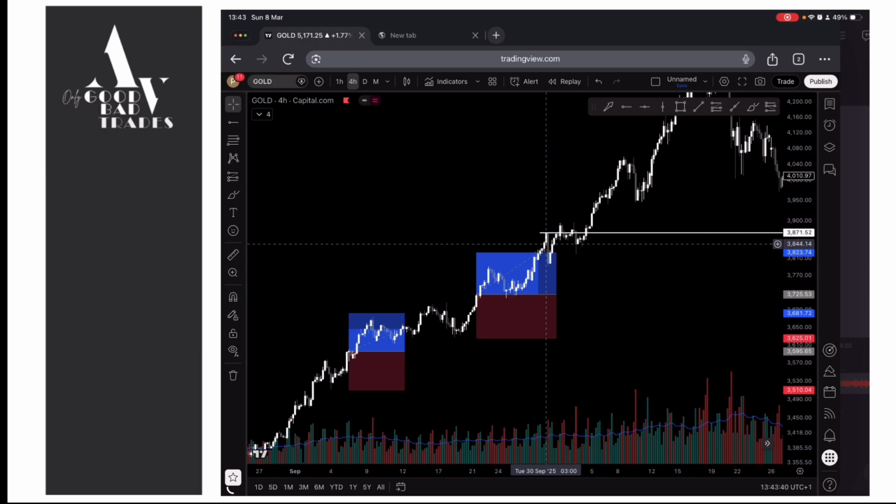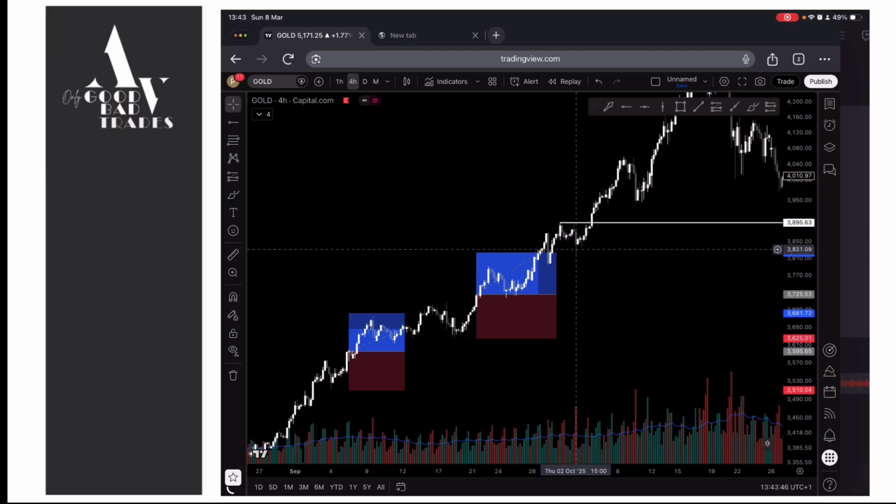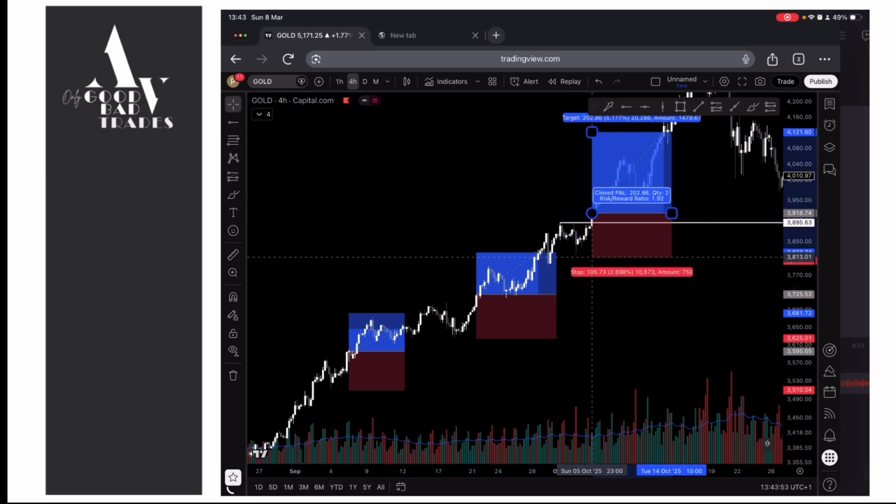I would say no, it's just one candle. How about this? Should we consider this? Yes, there was even a lower low, so this is perfect. There was a break of structure here. We took this as simple as ABC.